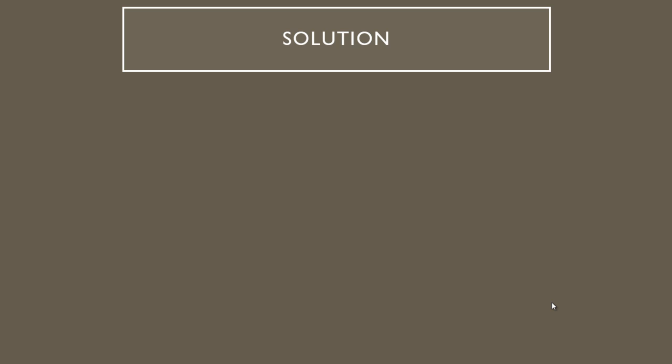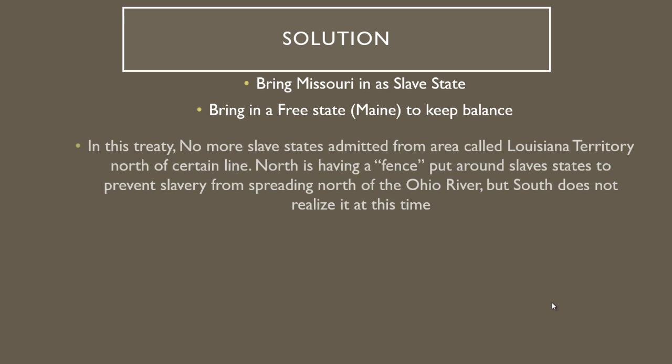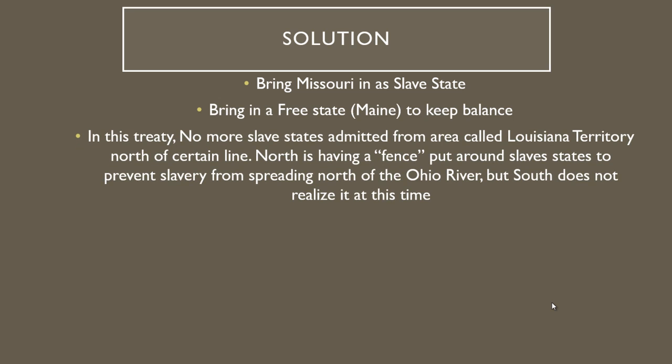The solution: you bring Missouri in as a slave state, and you bring Maine in as a free state to keep the balance. That way there would be 12 free states, 12 slave states. In this treaty, no more slave states are admitted from the area called the Louisiana Territory north of a certain line.